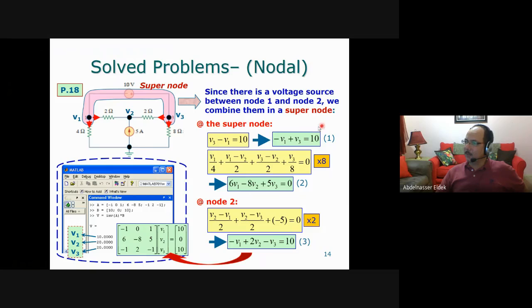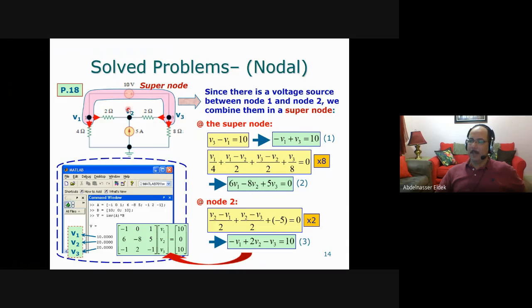So here at the supernode, we have two equations. The first one is the relation between the two nodes, V1 and V3. So V3 minus V1 equal 10, or you can write it a different way as you like. And the second one is when you merge these two nodes and apply Kirchhoff's current law as normal. So this current plus this one plus this one plus this one equal 0.